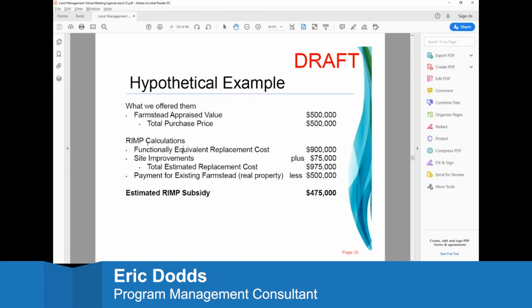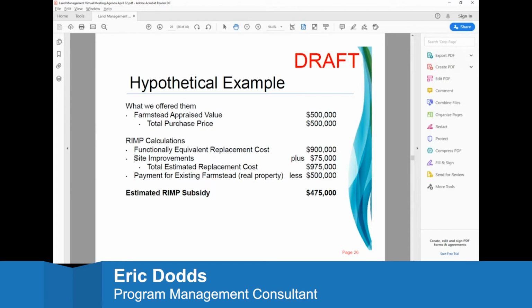Here is a hypothetical example, just to show you on a high level how the math might work out. If we have a farmstead that is impacted, we do an appraisal. In this case, just for discussion, say the appraised value is $500,000, which is going to be based on a market value and a depreciation value of that farmstead. We know that's going to be less than the cost to replace it. So we do a functionally equivalent replacement cost, and for discussion's sake, let's say that's $900,000.